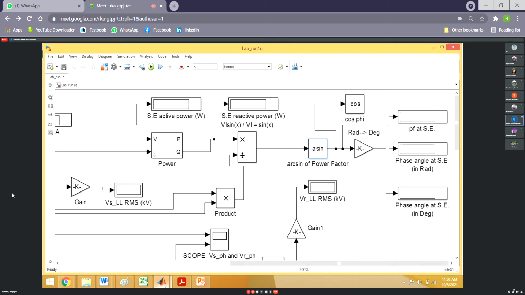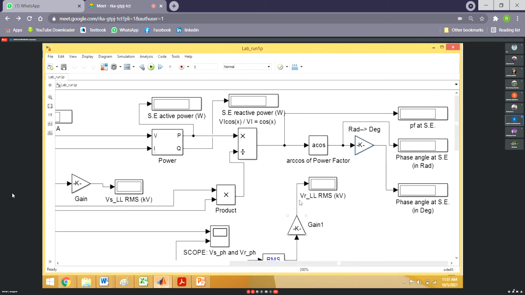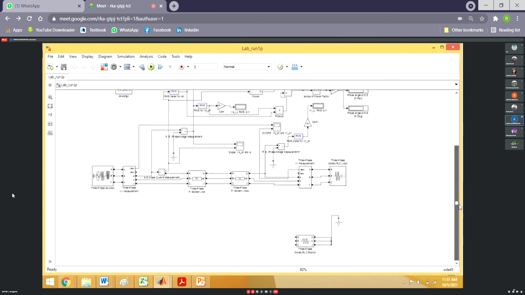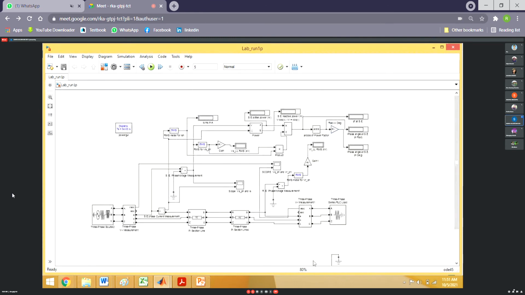Now I am showing you the simulation for the board. When I have used VI cos x by VI equal to cos x, for everything the result will be the same. So this is 5, which means I shall run the simulation for 5 minutes. But here 5 minutes does not match with the actual time.